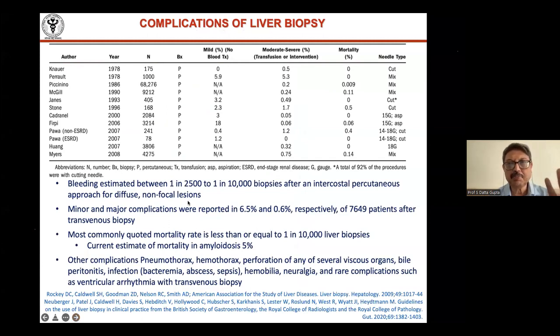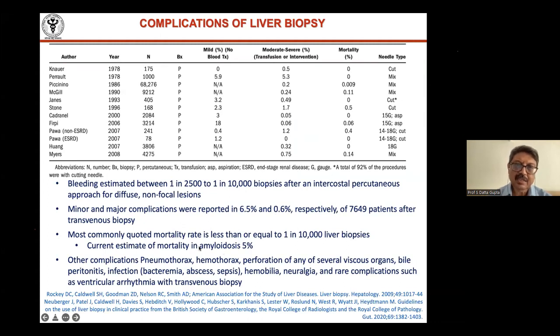Now, what are the problems in liver biopsies? This is one of the reasons why they are not done that often, but it's been found that bleeding can be anywhere between 1 in 2,500 to very rare, 1 in 10,000 or even less. And minor and major complications are actually less than 10%, and major complications are less than 1% in most cases.